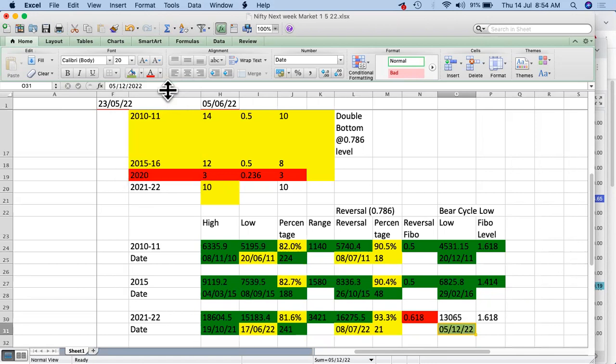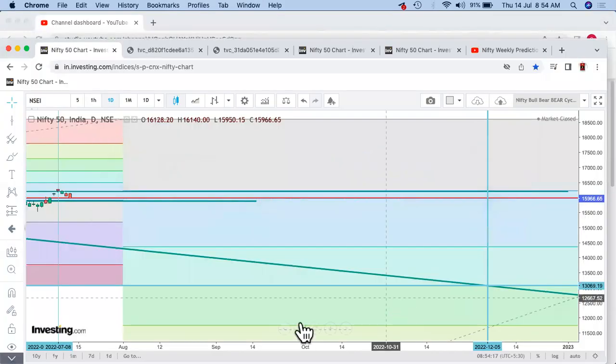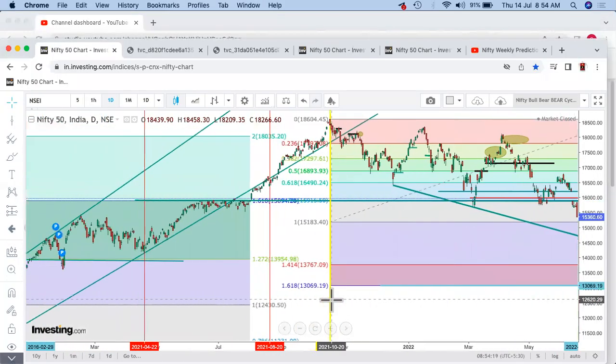I'll just mark this in some other color. This is a question mark and this is a question mark. So this is as per the calculations that we have, and it won't be 16035 now. Just hold on, let me check this value. It is 13069.